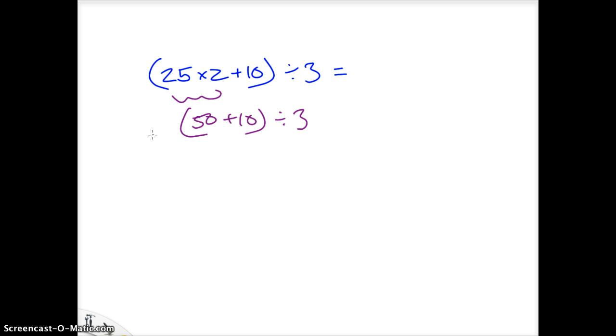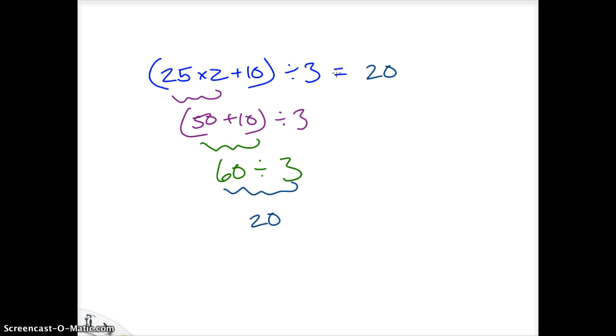And then my next step, I would say 50 plus 10, I'm still in my parentheses, 60 divided by 3. And then I would simplify that even further. 60 divided by 3 is 20. And so what you could say is 25 times 2 plus 10, divided by 3, is the same thing as 20. These two sides are the same.